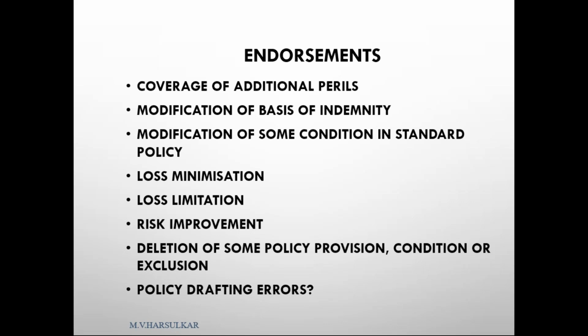Then there may be some endorsement where loss minimization is required. So in case of loss, the loss should be minimized. The firefighting facilities condition in the project policy is an example of this. Then loss limitation. The insurer doesn't want their liability for particular types of losses to exceed certain limits, so they put such a condition. The example is the distance warranty in CR policies for road construction. There the insurer is limiting their liability to 1 kilometer at a stretch and total 3 kilometers. So that is a loss limitation. They want to restrict their liability to a maximum limit.